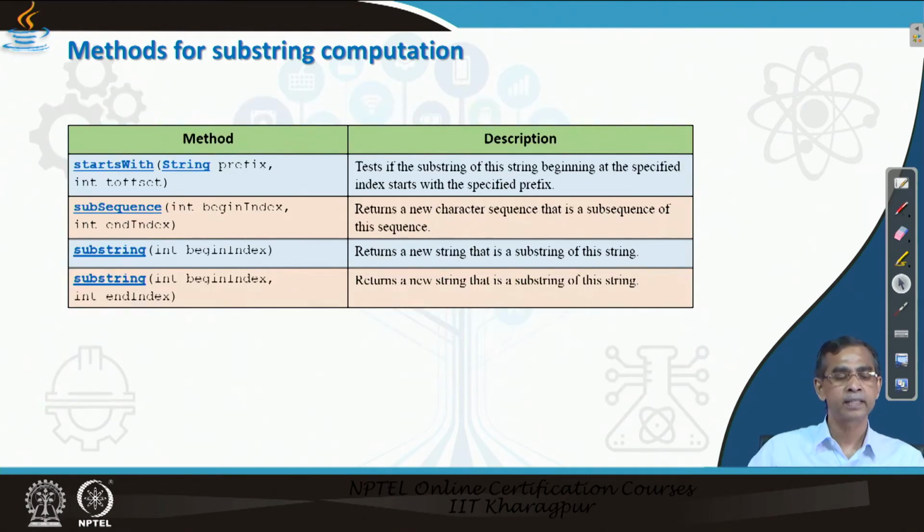There are many ways the substring can be computed, and here is one method as you can check: substring with integer begin index and end index. So you can understand that. For a given string, it will retrieve a part of that string. So this way a substring can be obtained. There are different methods which you can apply to solve any problem relevant to string manipulation.